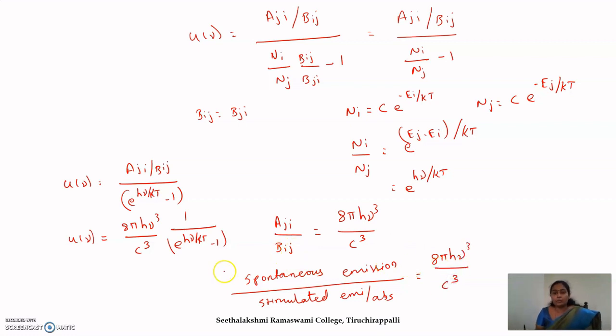And Einstein proved that in order to calculate Aij, Bji or Bij, we need to calculate any one of these coefficients. By calculating one of these coefficients, we can easily calculate the rest of the two coefficients, and he proved that the ratio between the spontaneous emission and the stimulated emission is directly proportional to the cube of the incident radiation frequency.